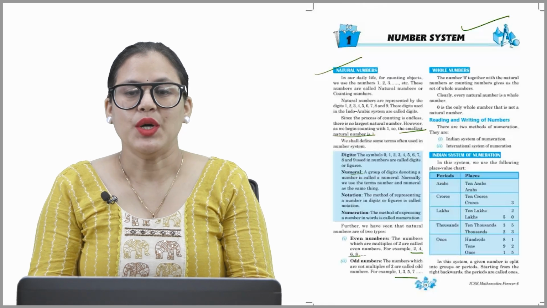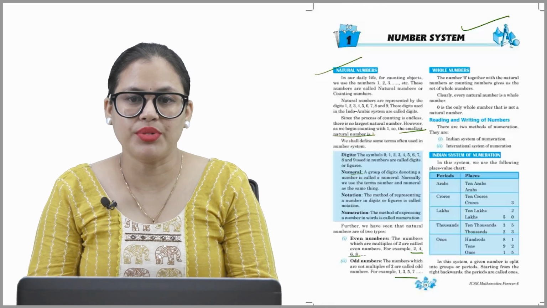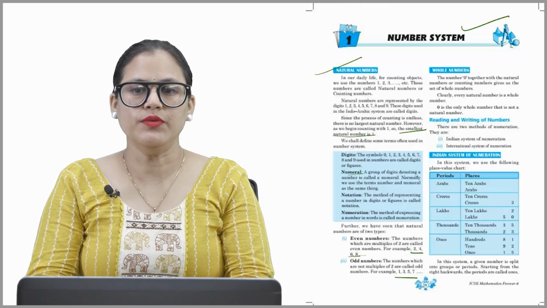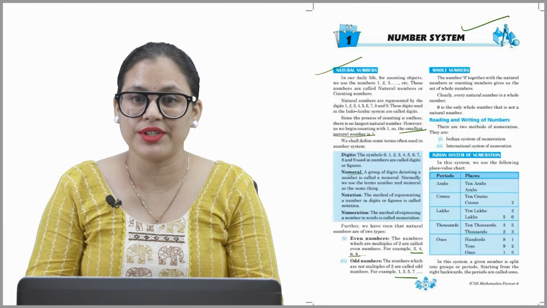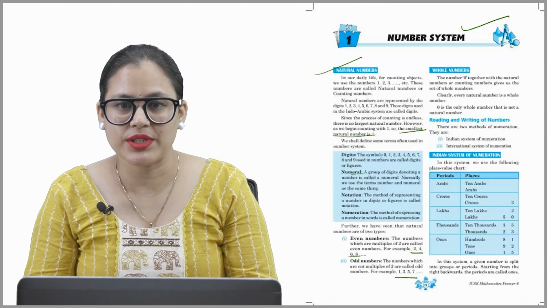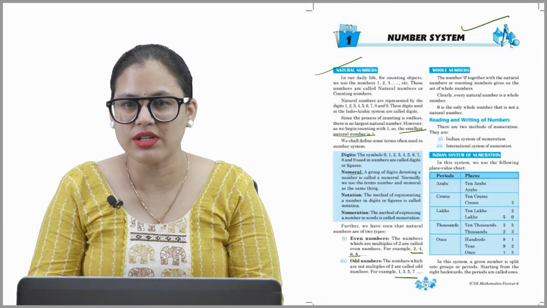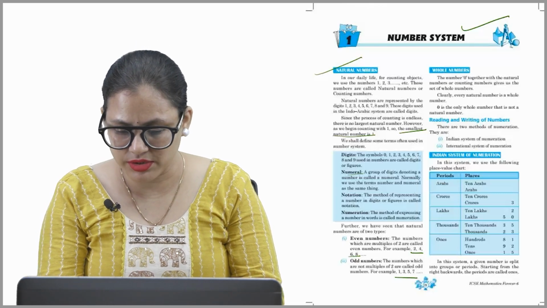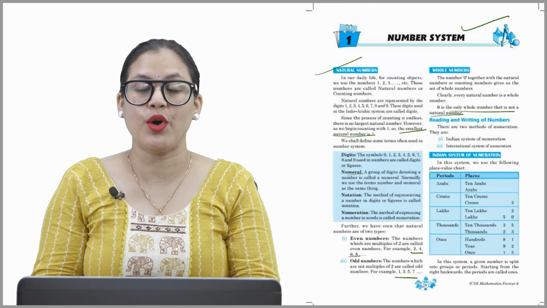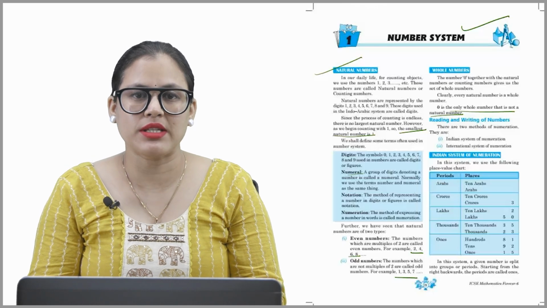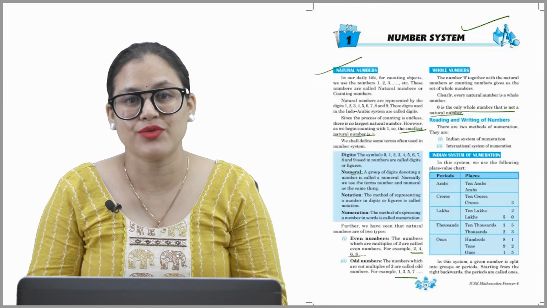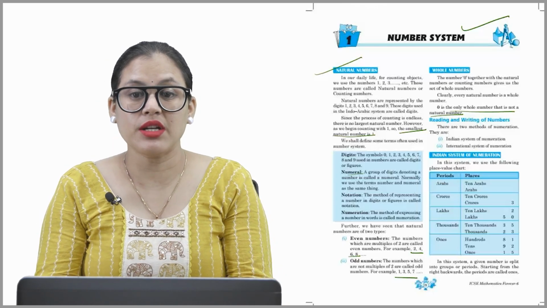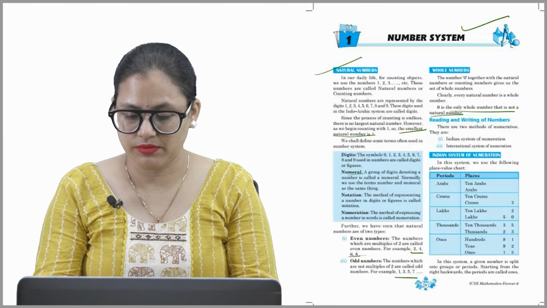Okay. Next, whole numbers. The number 0 together with the natural numbers or counting numbers gives us the set of whole numbers. Clearly, every natural number is a whole number and 0 is the only whole number that is not a natural number. Or in short, we can say that whole numbers start from 0 whereas natural numbers start from 1.